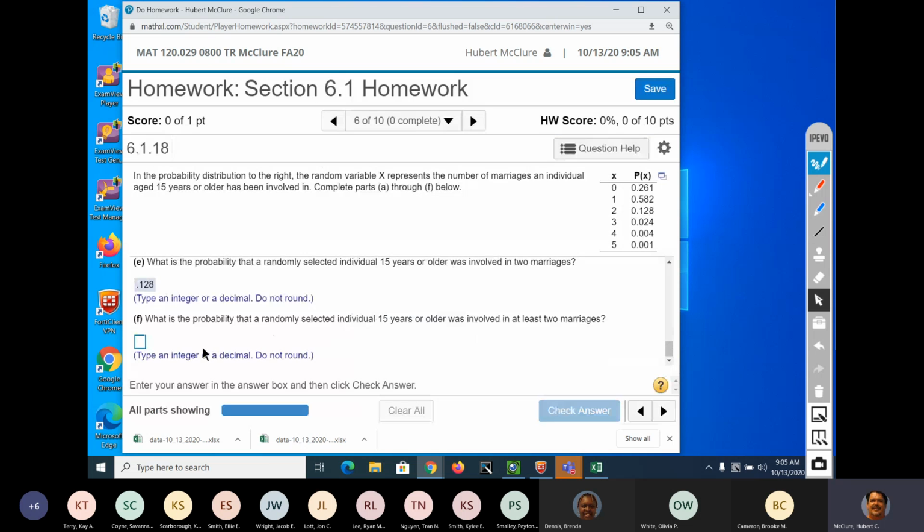Okay. What is the probability, there we go, at least 2 marriages. At least means that the lowest number is what? 2. So somebody add those up for me. Let's see. 0.128, 0.152, 0.156, 0.157. Do y'all get 0.157? Yes.